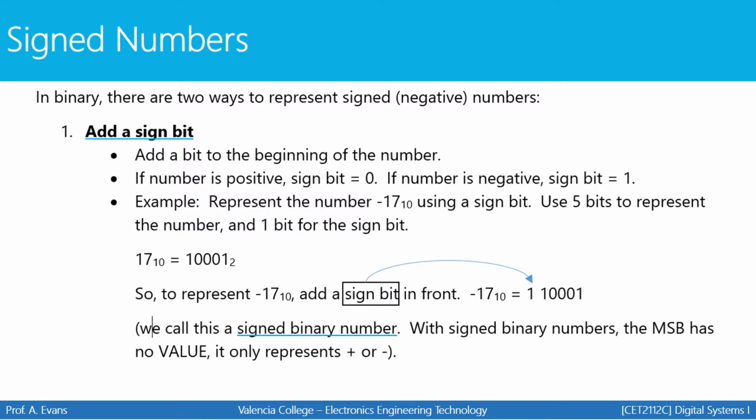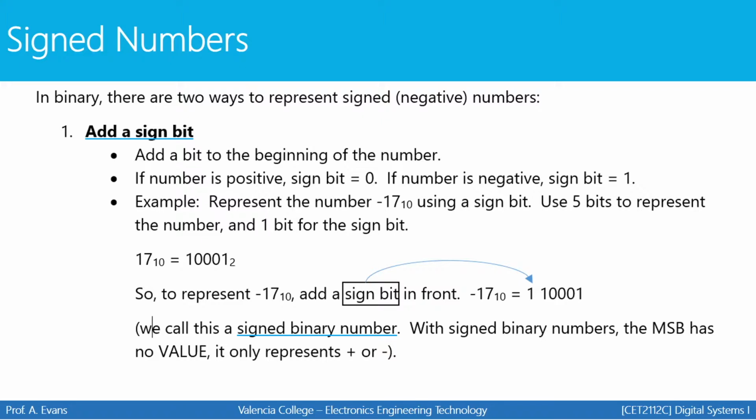Next, we're going to talk about signed numbers. And by signed numbers, we mean negative numbers. In binary, there are 2 ways to represent signed numbers. The first way is to add a signed bit. And a signed bit is a bit that goes on the beginning of the number. If the number is meant to be interpreted as a positive number, the signed bit will be 0. If the number is meant to be interpreted as a negative number, the signed bit will be 1.